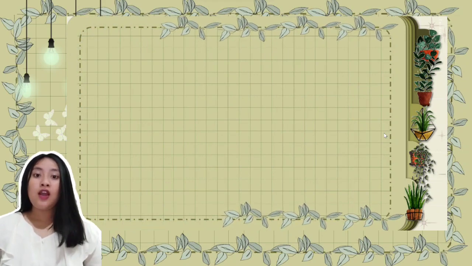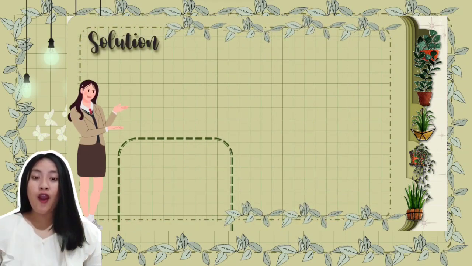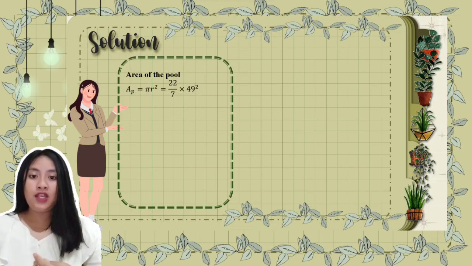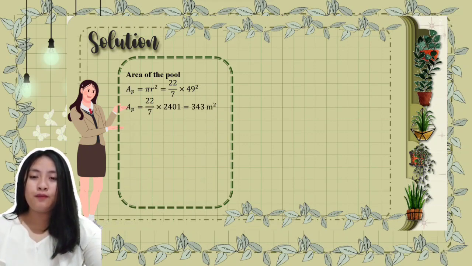The solution is, first we must find the area of the circular pool. Because the radius of the pool is known in the question, we can use this formula. Substituting pi equals 22/7 and R equals 49, we get the area of the pool equals 22/7 times 2,401, which equals 343 square meters.